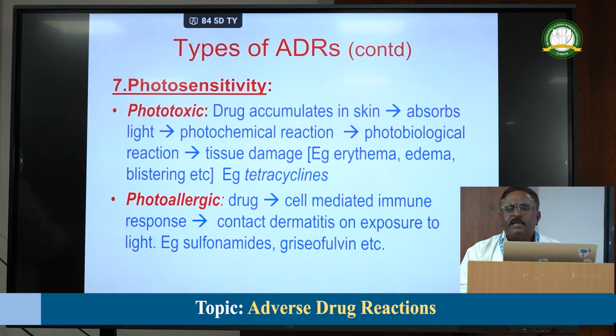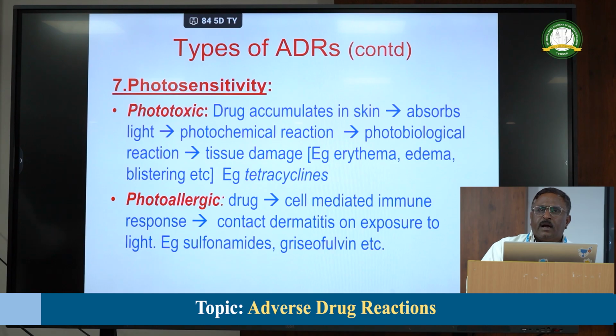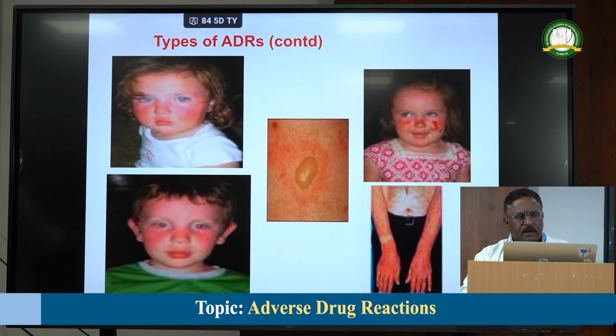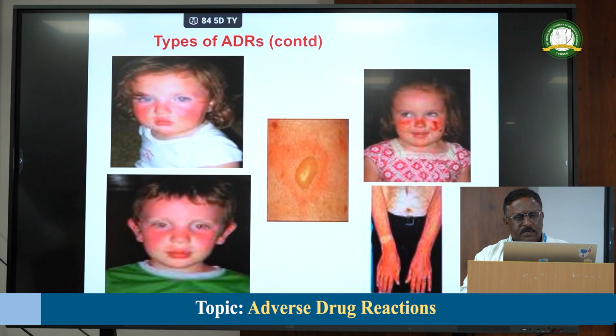These phototoxic reactions are very common with broad spectrum antibiotics like tetracyclines. Photoallergic reactions are mainly cell mediated immune responses to a drug, where contact dermatitis occurs on exposure to light. Drugs like sulfonamides and griseofulvin, which is an antifungal drug, cause photoallergic reactions. So these are some of the reactions you can see in the picture.